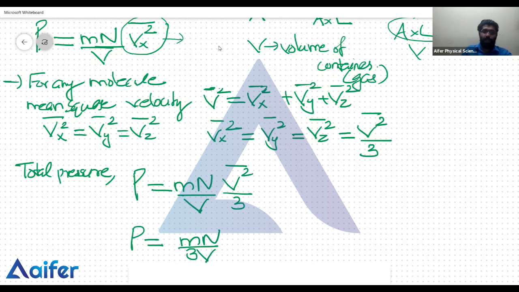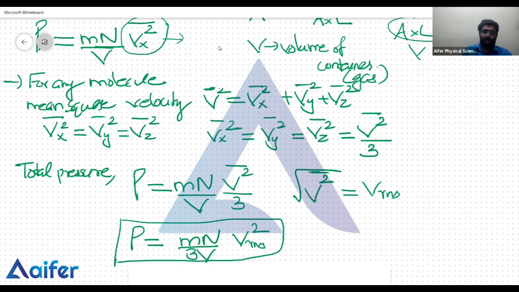This is volume into V. I am just writing this mean square velocity. If I take the root, it is nothing but RMS velocity. Sum of squares of velocity divided by total number is the mean square velocity. Once I take the root, I get RMS velocity. So this is nothing but V bar square, right? So V RMS square. So this is the expression for pressure.